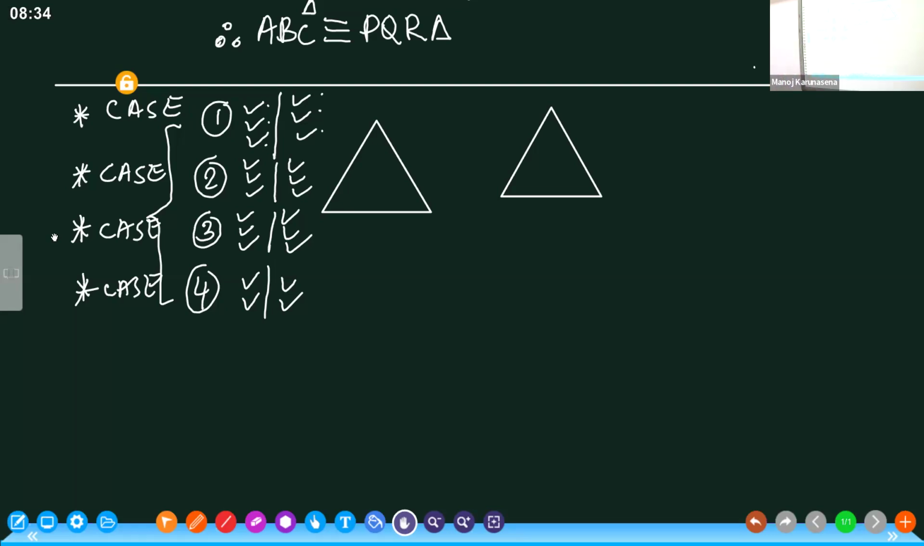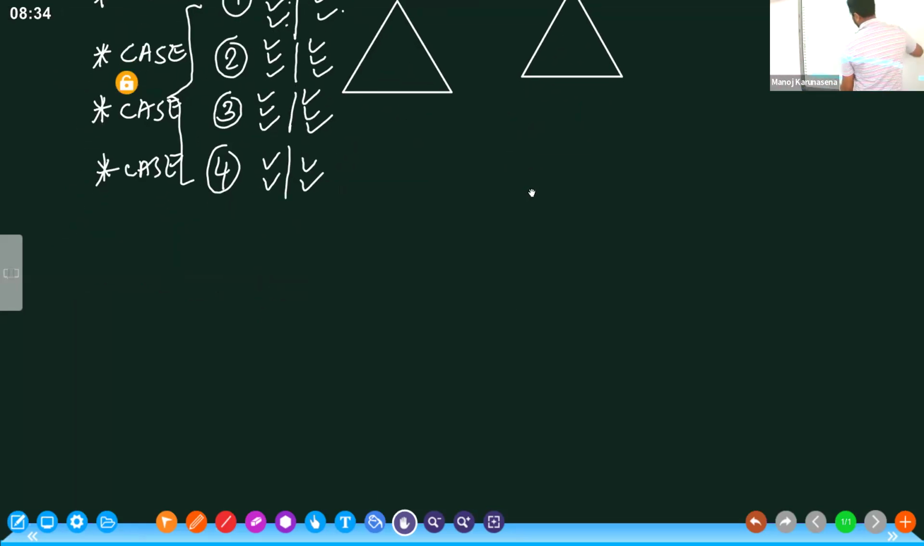Case number 1. Can you please try to draw three triangles with these correct measurements.